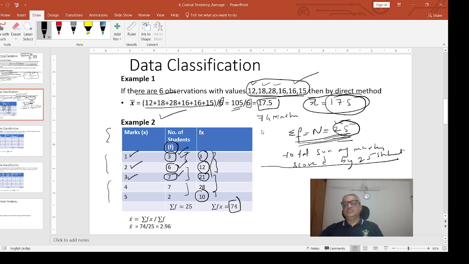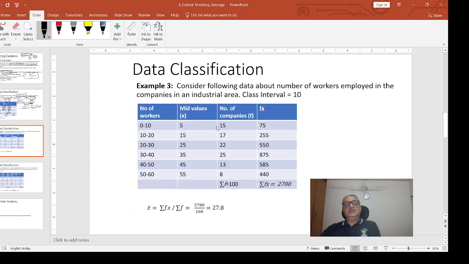So the average is 74 divided by 25, which is 2.96. So 2.96 is the average marks scored by one student. All these marks for 25 students are clustered around 2.96, is what it means. So 2.96 is a central tendency. Next.